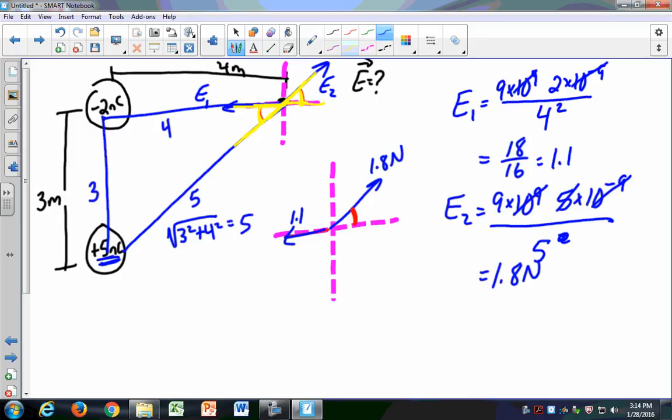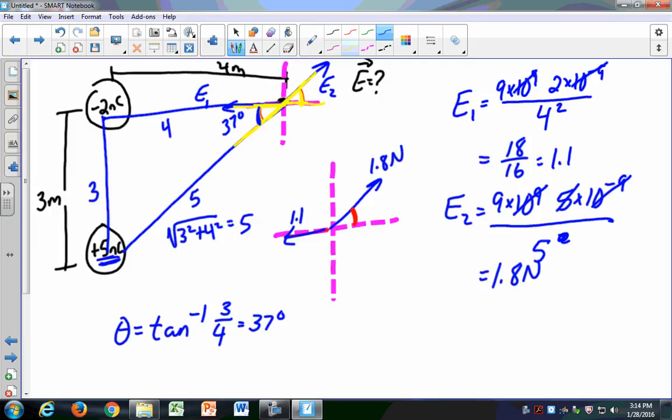So I need to know what this angle is right here. But look, it's a 3, 4, 5 triangle, so I know that's 37 degrees. But if you don't know that right off, you would just say theta is the inverse tan of opposite over adjacent. That's 3 over 4. That's SOHCAHTOA, and that's equal to 37 degrees. Can you go over that real fast? Sure, absolutely.